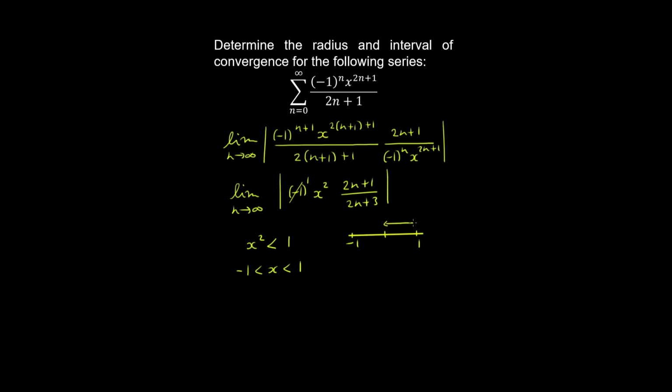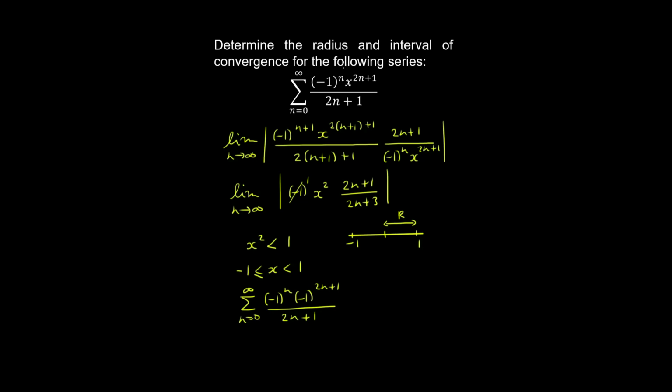So the radius of convergence is 1. And now we test the endpoints. So for x equals minus 1, we substitute back in the original power series. And therefore you get minus 1 to the power of 3n plus 1 in the numerator. So this is an alternating series, which satisfies the 3 conditions of the alternating series test. So the series converges at minus 1.